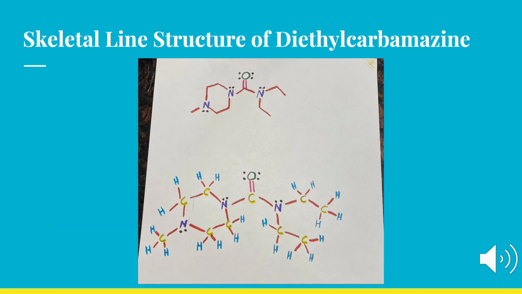Here is the skeletal line structure of diethylcarbamazine. The structure on the top is a traditional skeletal line structure. It shows two lone pair electrons on the oxygen and one lone pair of electrons on each nitrogen. I drew the structure on the bottom for my own personal understanding and decided to add it to the presentation for any extra clarity needed, as it shows the hydrogen atoms as well as the carbon. It is important here to note that diethylcarbamazine does not have any chiral centers.